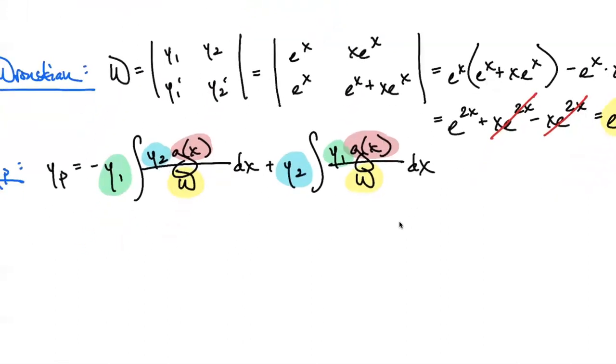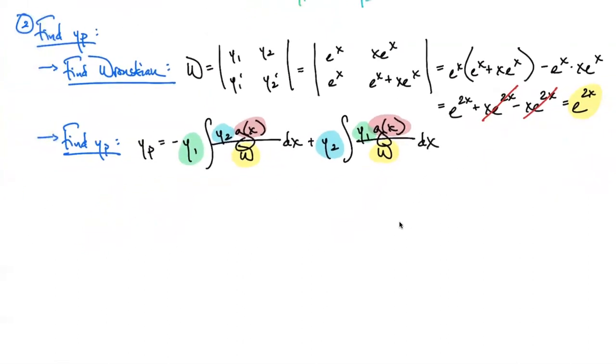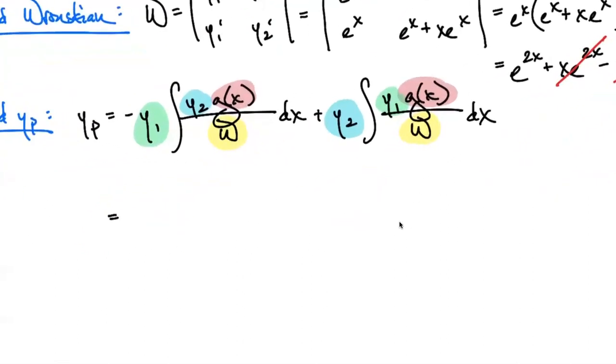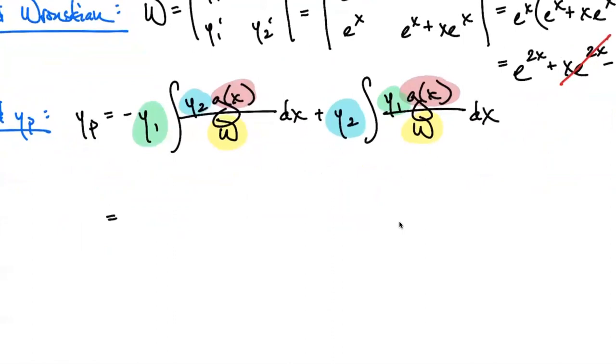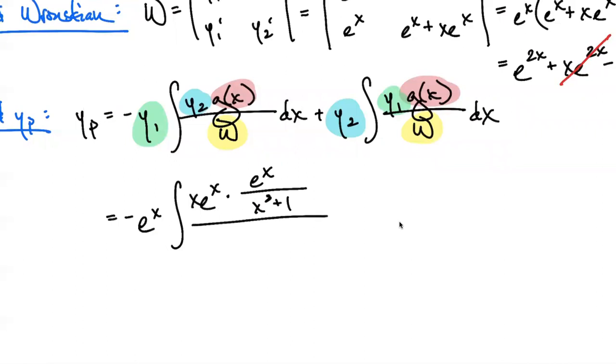Okay. So we've got 4 things that we're substituting in. Our y sub 1 is e to the x. So we'll have negative e to the x times the integral of y2, which is x e to the x, times the g of x, which is e to the x over x squared plus 1. All of this is over our Wronskian, which is e to the 2x. Seal it off with the dx.